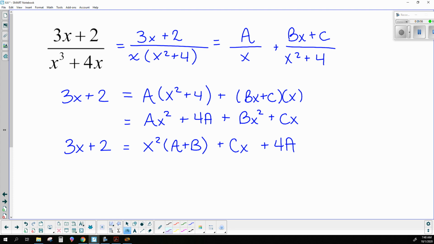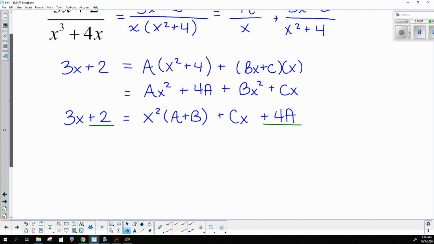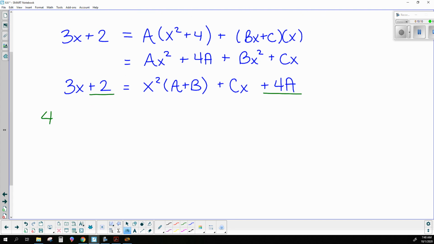So let's figure out what we can figure out right now. We notice that the 4a has no x. Neither does the 2. So that must mean that 4a is equal to 2, because the no x term will belong to or go with the no x term. So a must be 1/2. All right.